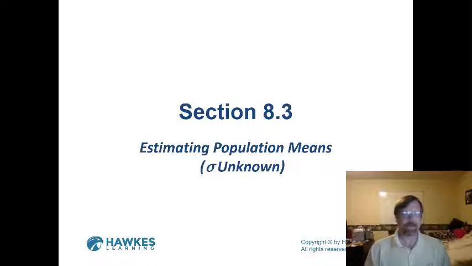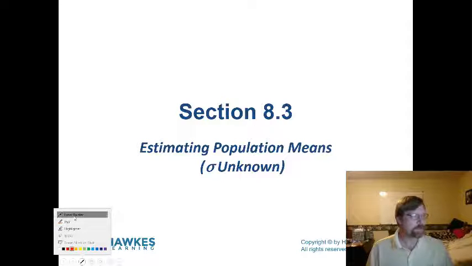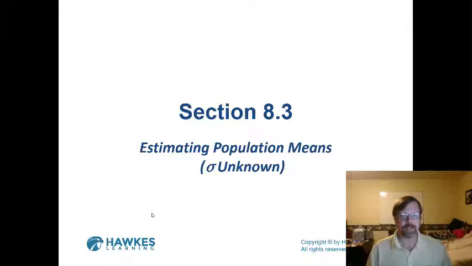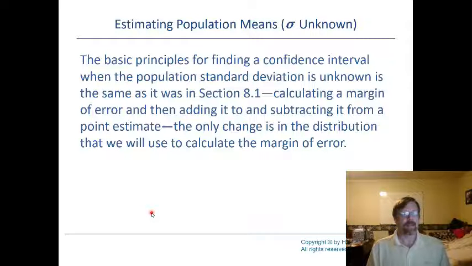Okay, now's the section where we start putting this together. We've got the student's t-distribution, and we've got how to estimate population means if we know the population standard deviation, and those will combine to give us a way to estimate these population means if we don't know the population standard deviation. Basically, all we do is use the critical t-scores instead of the z-scores.